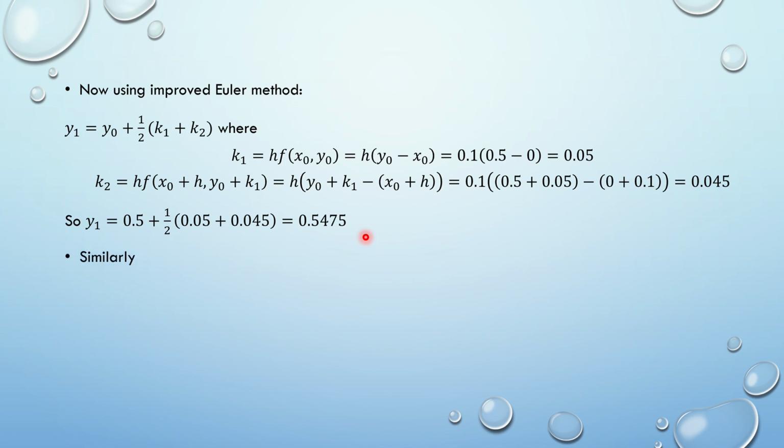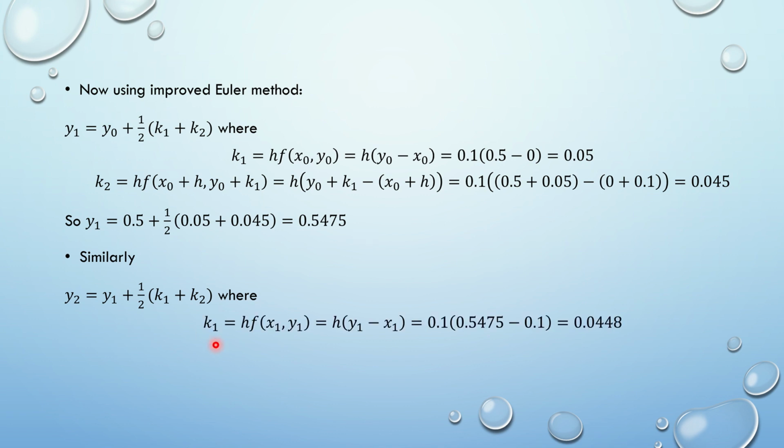Okay, the same thing for y2. So y2 is equal to y1 plus half of k1 plus k2, where k1 is now h f of x1 y1 instead of x naught y naught. Now putting this value in x1 y1 for f of x y, this is 0.0448, whereas k2 will be h f of x1 plus h, y1 plus k1, and then putting the value in the function to get y minus x, that is 0.0392.